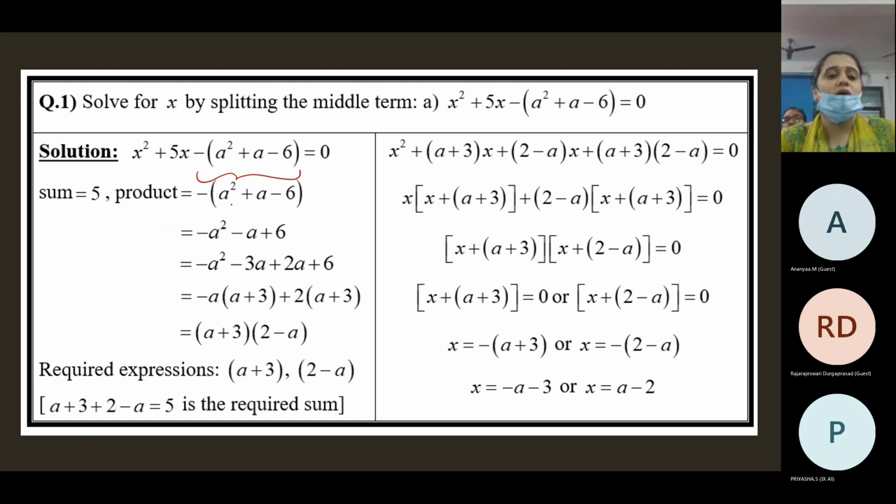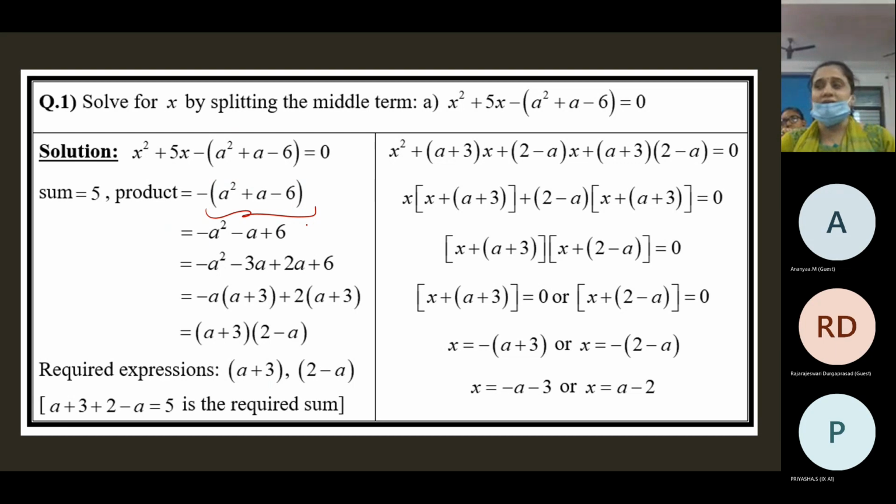This one is the product. All right. So now we have to find two expressions that satisfy the sum and the product. So how do we find that? Take up this product.